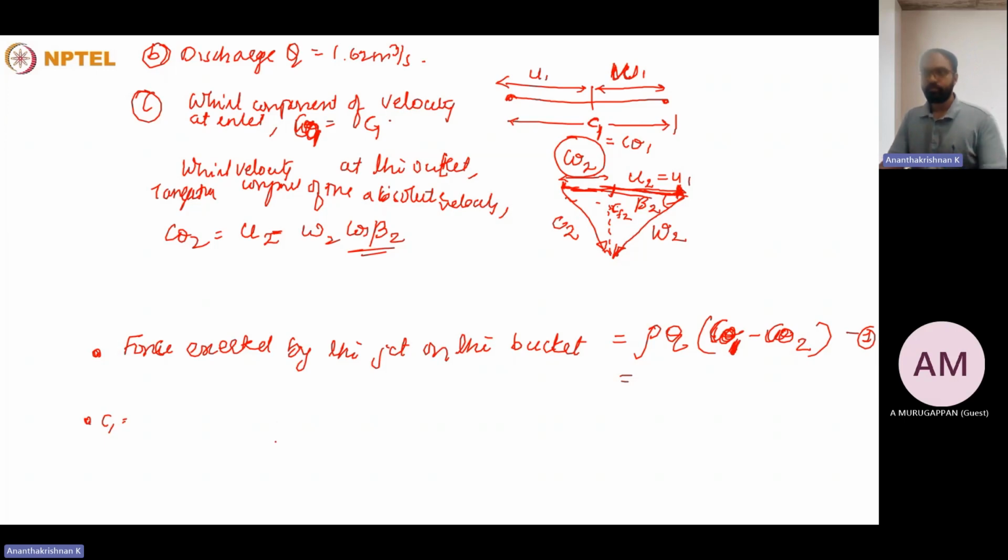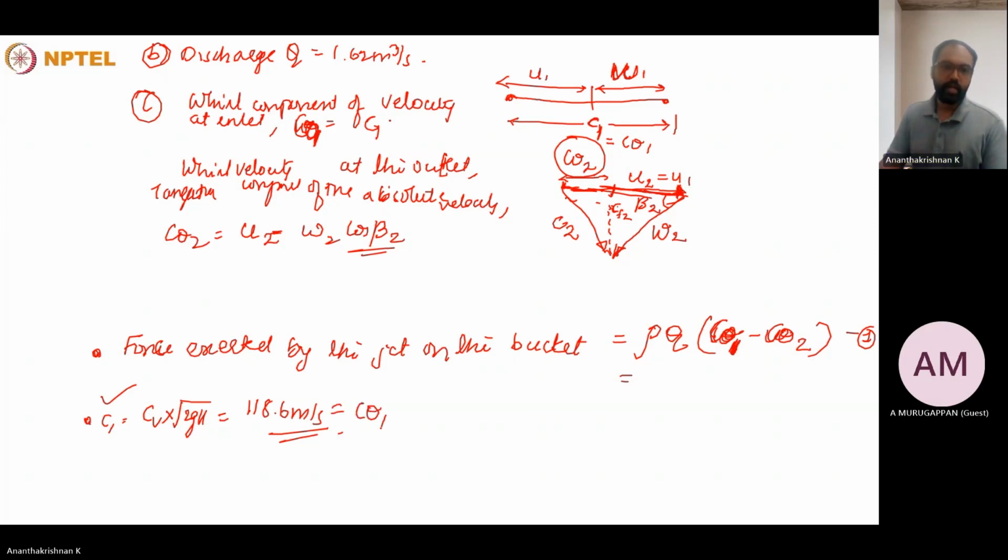So this value of C1 can be calculated from the coefficient of the nozzle coefficient multiplied by root of 2gh value. That will be giving us 118.6 meter per second. So this will be the velocity at the inlet, and this will be same as that of the tangential velocity component at the inlet.